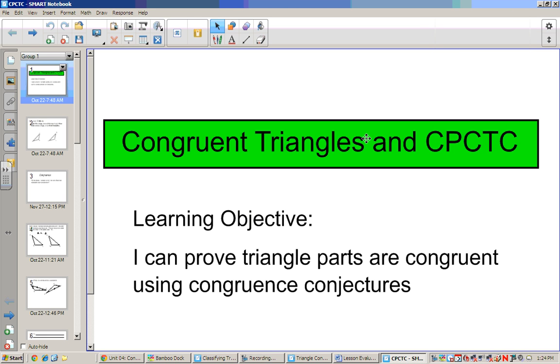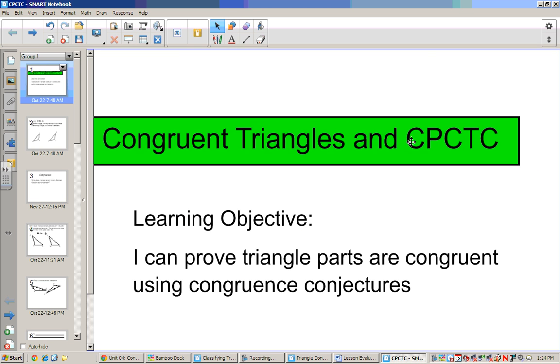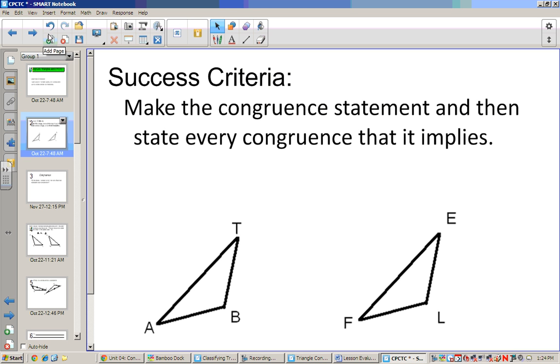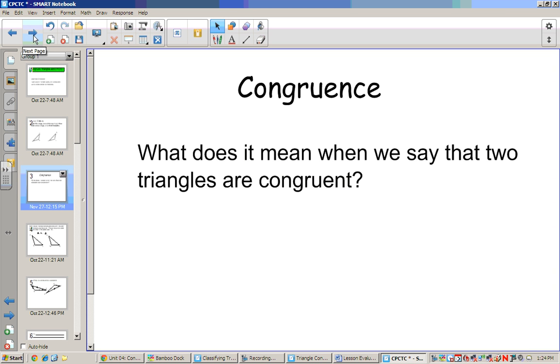Hello, today our learning objective is to say I can prove triangle parts are congruent using congruence conjectures, and we'll learn about this thing called CPCTC. Now by the end we'll be able to make a congruent statement and then state all the congruence conjectures, or congruences, that means. But first we have to look at the word congruent.